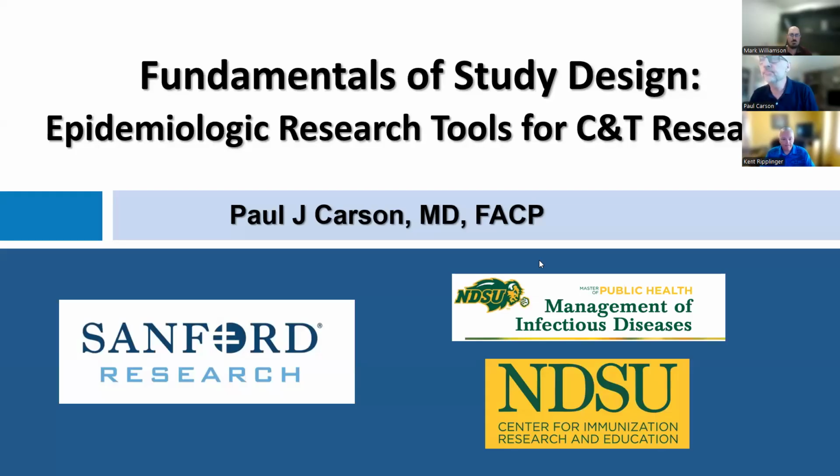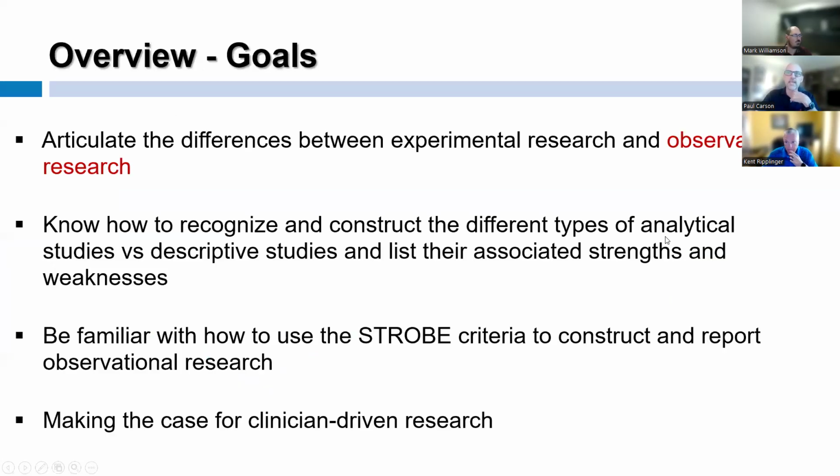All right, great. So my goals for us today is to articulate some of the differences between experimental research and observational research, with that focus on observational research studies. And I want us to be able to come away knowing how to recognize and construct the different types of analytic studies versus descriptive studies, and be able to go over some of their associated strengths and weaknesses. I'll finish very briefly with how to use the STROBE criteria to construct and report observational research.